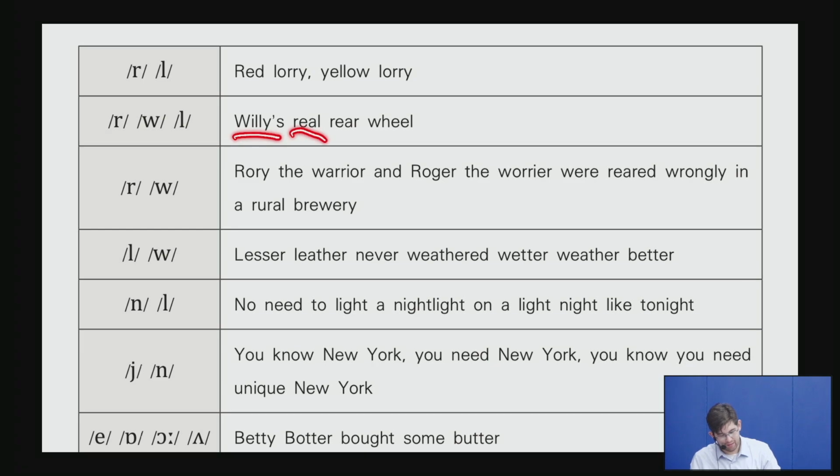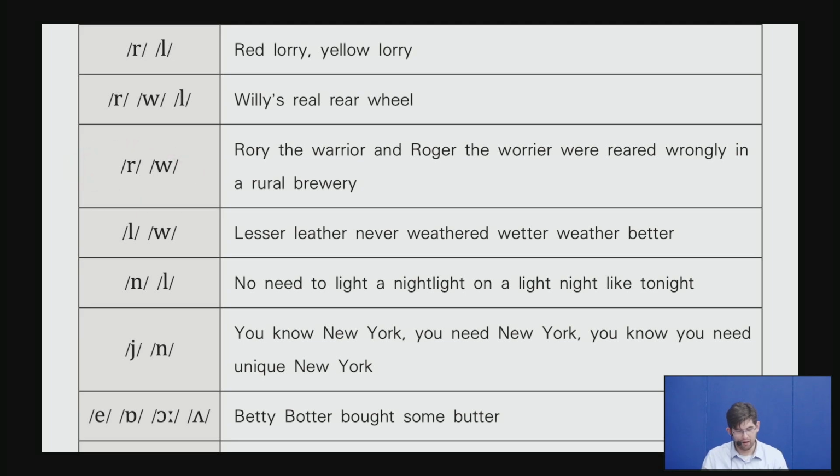Willie's real, rear, wheel. So that W to that R combination is really quite hard. So doing this nice and slowly and clearly helps us control our phonics. Our RW as well as LW, again, are situations like this. So these are really to help us practice clearly.